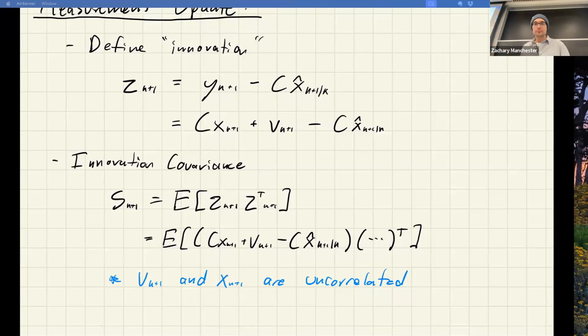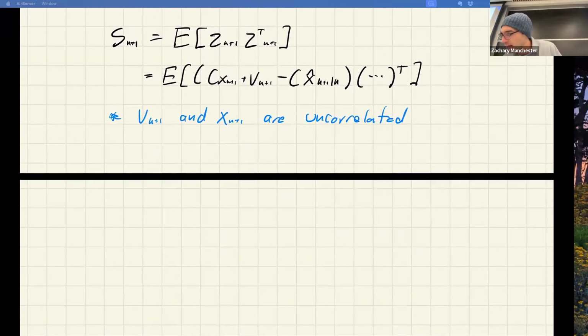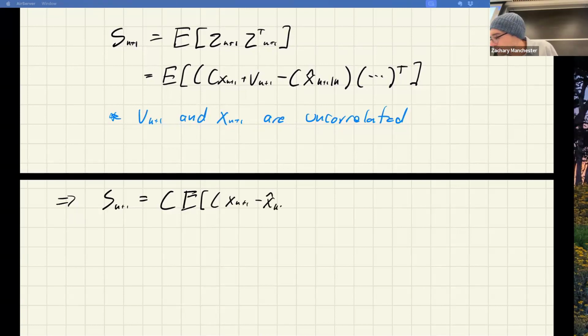Cool. Okay, so we're going to assume that uncorrelated thing again, and now expand this out. So S_{k+1} is, similar game as last time, I'm going to pull the C's out and split this up into two terms. One term is just the x stuff: x_{k+1} minus x hat_{k+1} given k, and then C transpose on the other side. And then we're going to get a noise term. It's going to look like this.